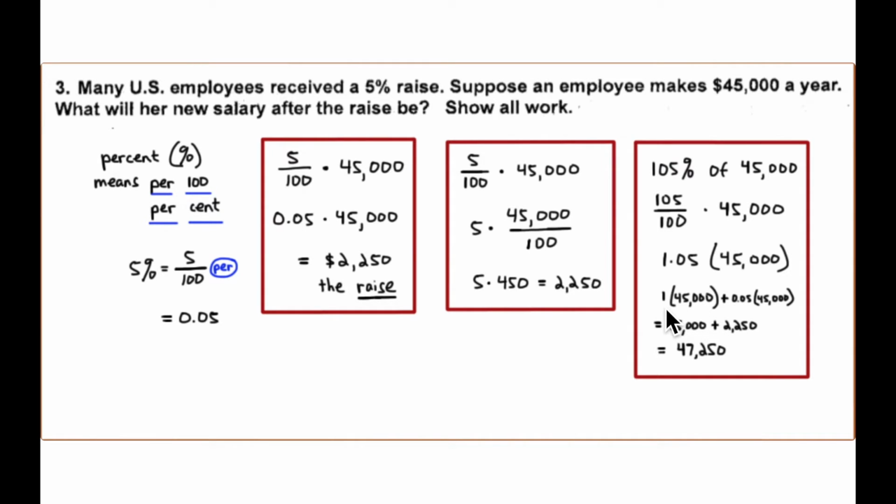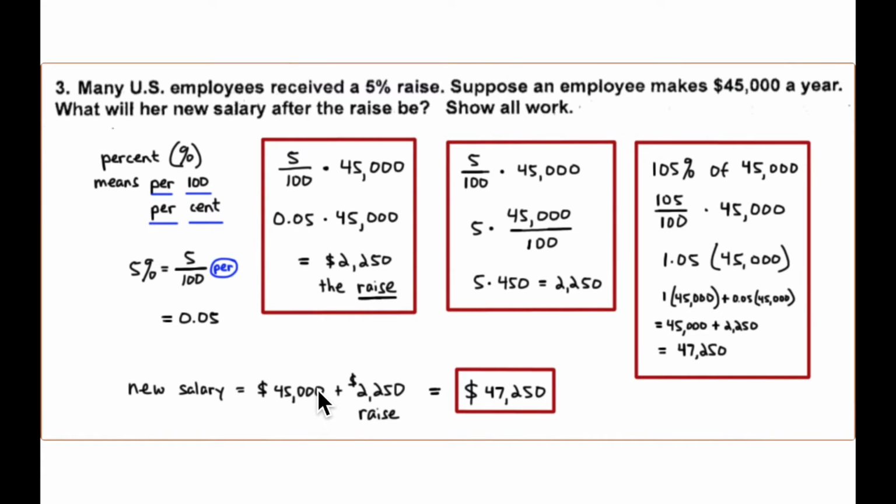But I'm going to show you mathematically that you can view it as 1 times 45,000 plus 5/100 times 45,000. Multiply each of these separately. This is the distributive property. That's 45,000 plus 2,250, which is what we did over here. Add those two together, and you come up with $47,250. Over here, new salary is equal to the old salary, $45,000, plus $2,250 is $47,250.